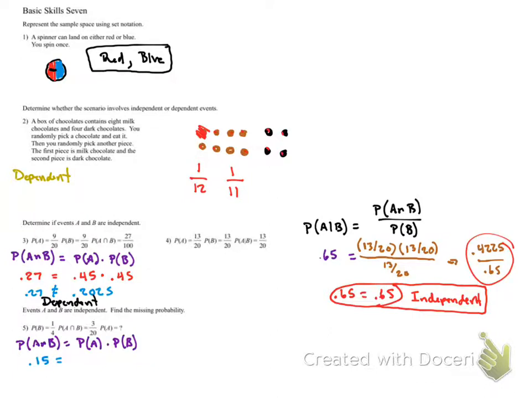0.15 is equal to the probability of A, which we don't know. We're going to put an X there, times the probability of B, which is 1/4. 1/4 in decimal form is 0.25. So, simple algebra, divide by 0.25 on both sides. Those cancel. We're left with X equals 0.15 divided by 0.25, which gives us 0.6.